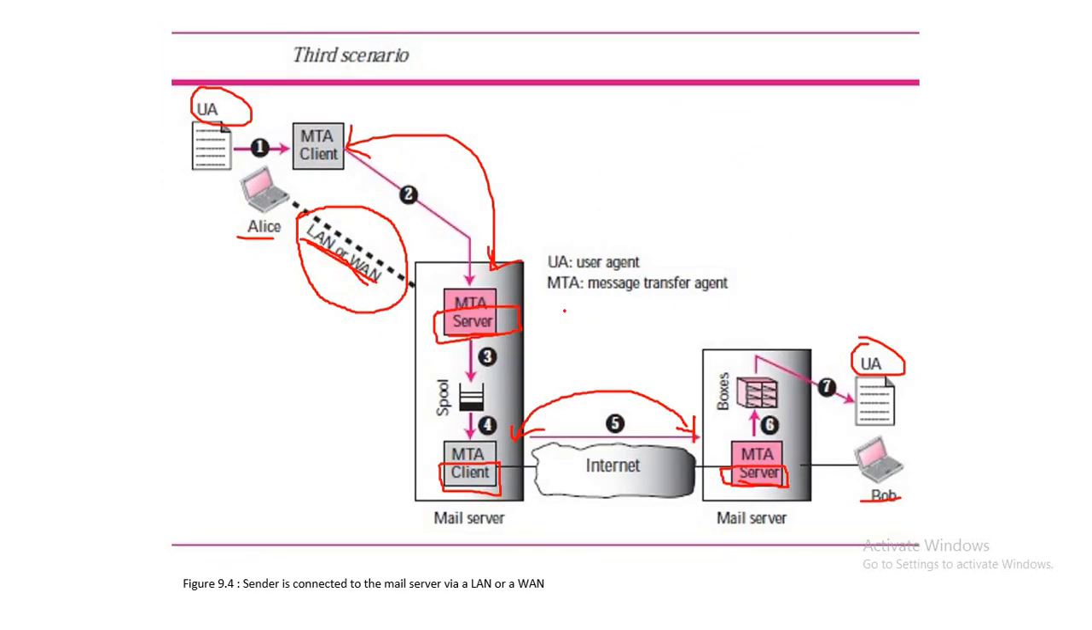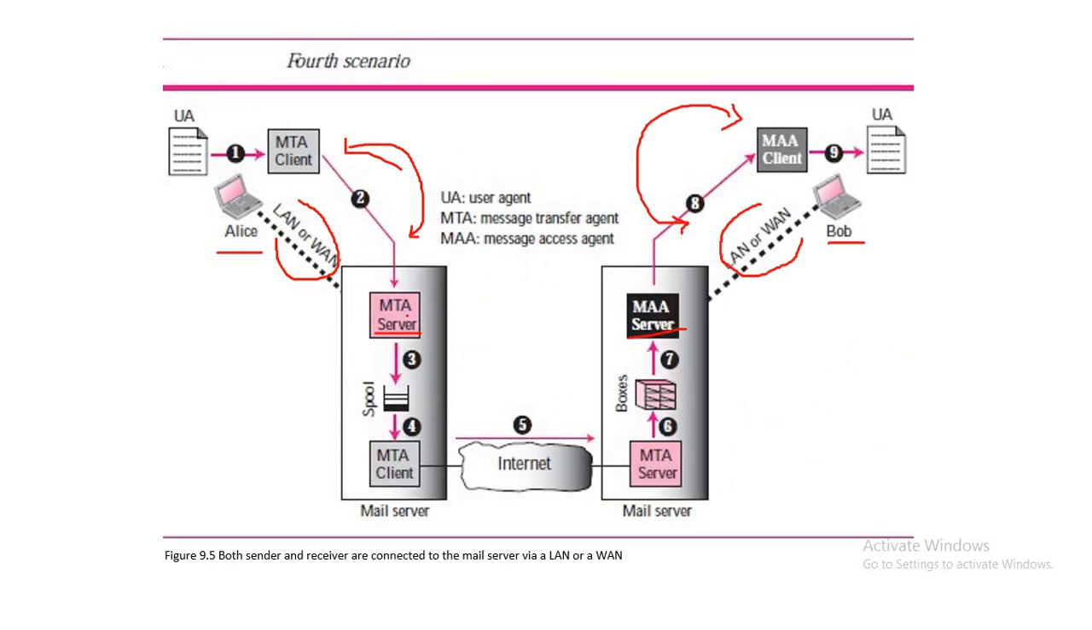In previous cases there was a message transfer agent server, but here there is a message transfer agent server, and here there is a message access agent. MAA stands for message access agent. So here there is an MAA client and MAA server, and here there is an MTA client and MTA server. This client server communication is between the MTA client and MTA server, whereas this client server communication is between the MAA client and MAA server.